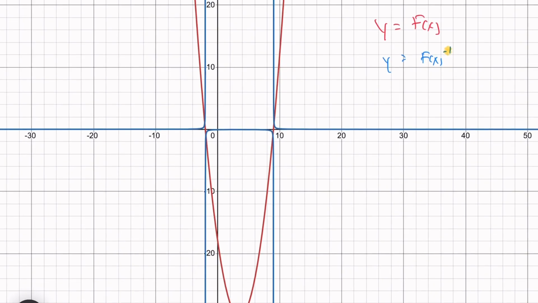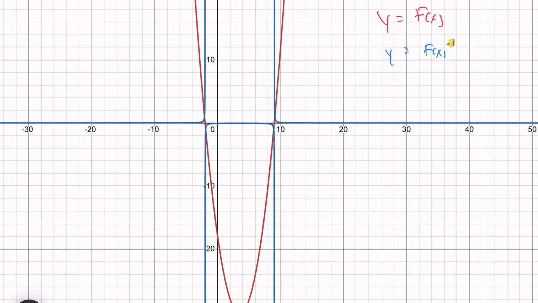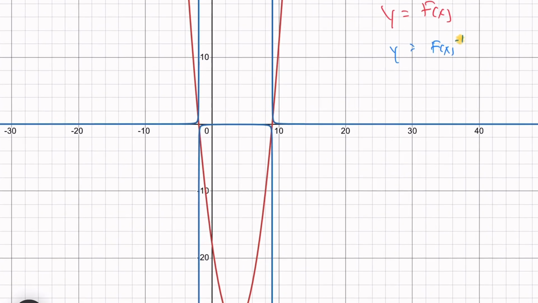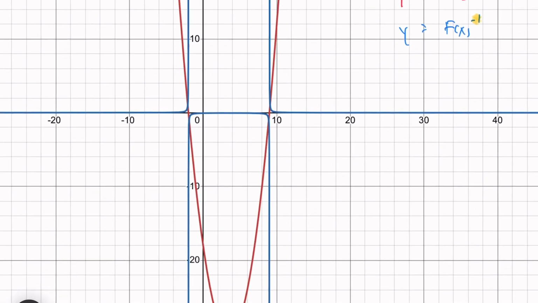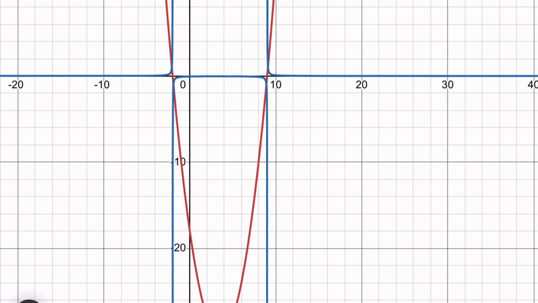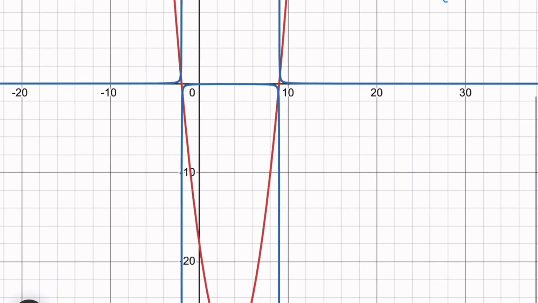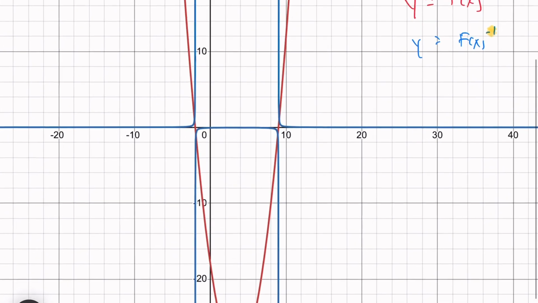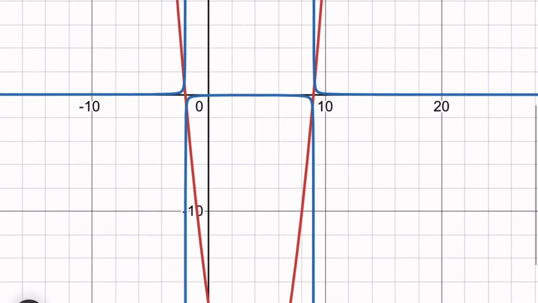So you can see that the red is y equals f(x), and the several blue portions are actually all the reciprocal. When we learn how to graph reciprocals and rational functions, you're going to see why we ended up with essentially 3 different curves. But most importantly, I'm going to camera it in here.